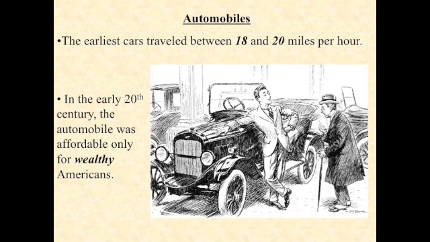In addition to the Transcontinental Railroad and the railroad lines booming, you also had the boom of the automobile. Now, the earliest cars traveled between 18 and 20 miles, so they were pretty slow. But in the very beginning, they were only affordable for the wealthy Americans.